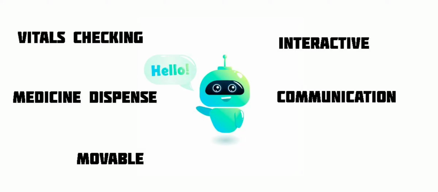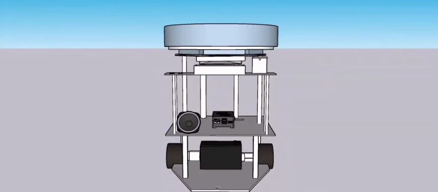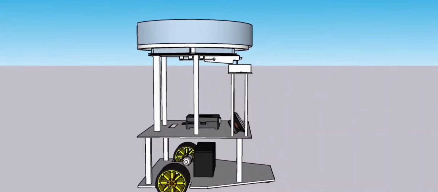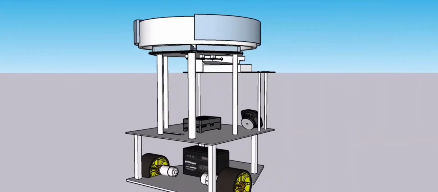It should have features like vital sensing and medicine dispensing. It should be movable, interactive, and should communicate. It should establish communication between the doctors and patients. So let us introduce our project, which is called the robotic medicine dispenser.